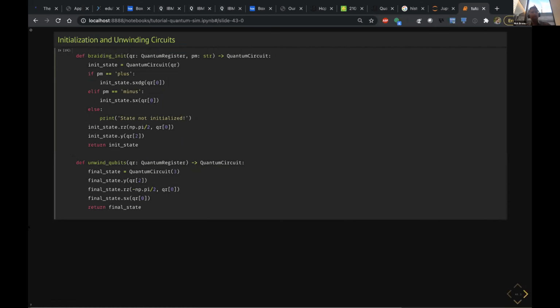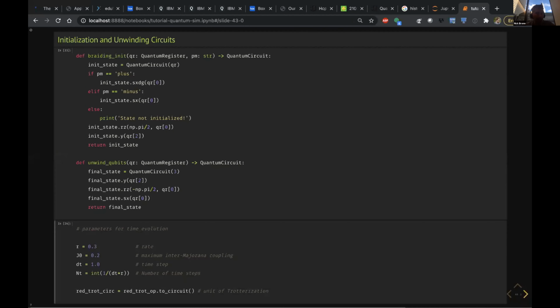Okay, so in order to prepare the braiding states, we can prepare the states in psi plus or psi minus. I'm not really going to go into how this was done other than to execute it and say it consists of a few single-qubit operations. We can prepare the qubit in psi plus or psi minus, and then we can unwind it. Psi plus is supposed to go to psi minus, but we decided to go from psi plus back to psi plus, so we changed the way you unwind it so that psi plus to psi plus was correct and psi minus to psi minus was correct. Then I'm going to add my parameters and build my reduced trotter circuit, which is going to be my operator.